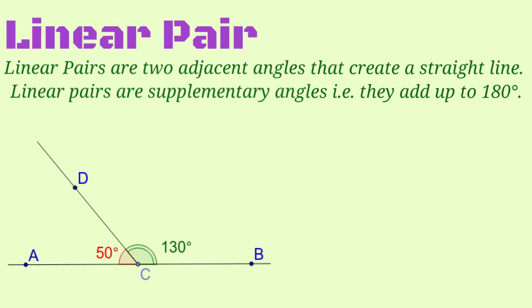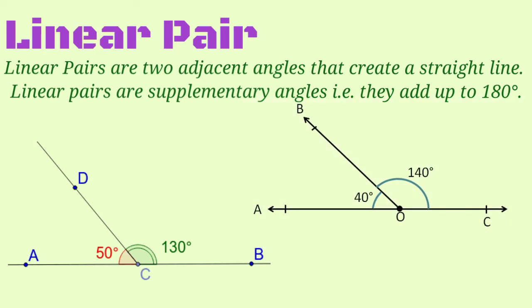If you add 50 and 130 degrees, you will get 180 degrees, and you know that 180 degrees means a straight angle, or you can say that it is supplementary. See here the value of angle ACB is 180 degrees. So we can say that it forms a straight line. So when two adjacent angles together make a straight line, it is a linear pair. We will see another example.